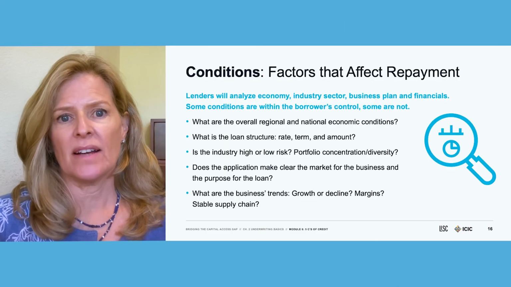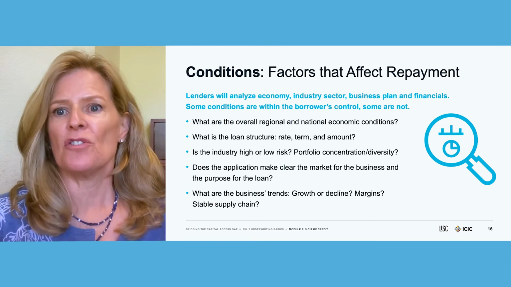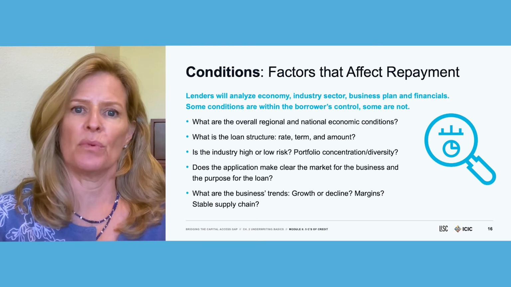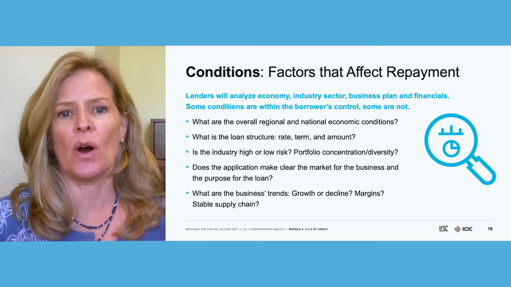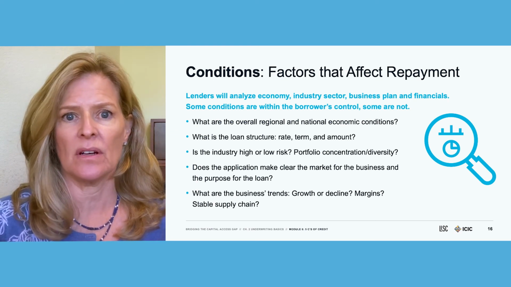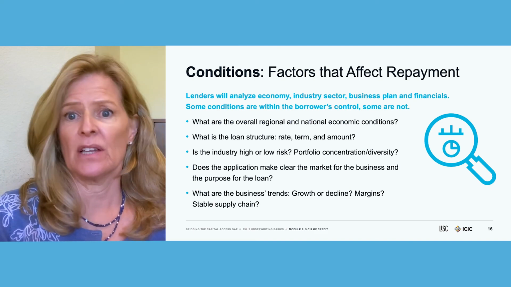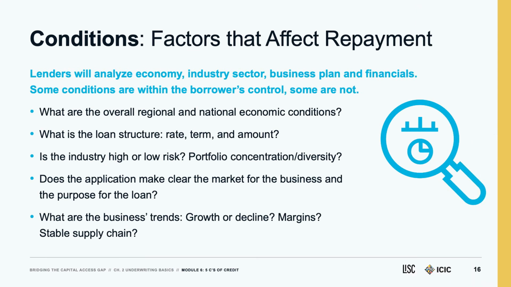So we're on our final C, conditions, and these are factors that affect repayment. This can vary really broadly by lender. It's hard to know what conditions matter to a lender. And some conditions are within a borrower's control and some are not. So what might some of these conditions be? Certainly the overall regional and national economic conditions. Are we in a recession? Are we not? Out of a borrower's control, but that's going to impact to some extent what a lender decides to say yes and no to.